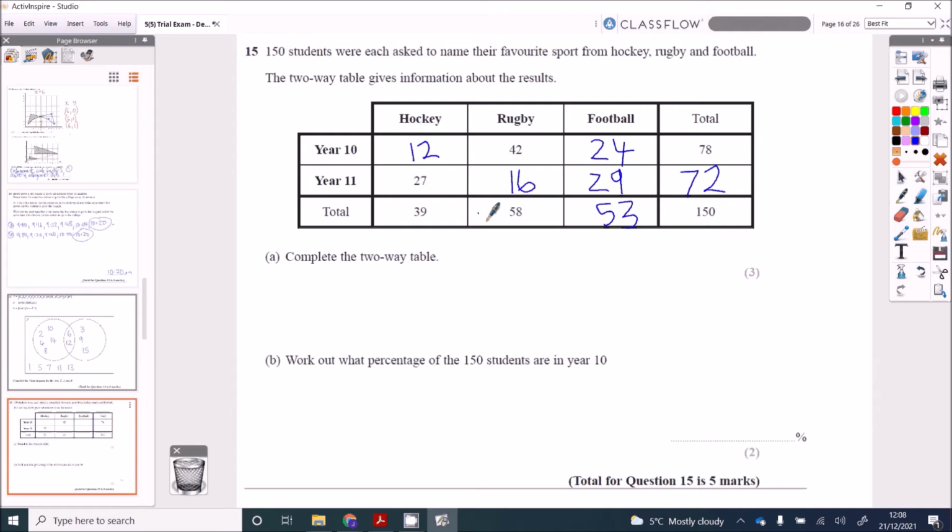And no bad thing just doing a final check. So why don't I just double check that that bottom row does indeed add up to 150. So 39, add 58, add 53. Yes, it does add up to 150.